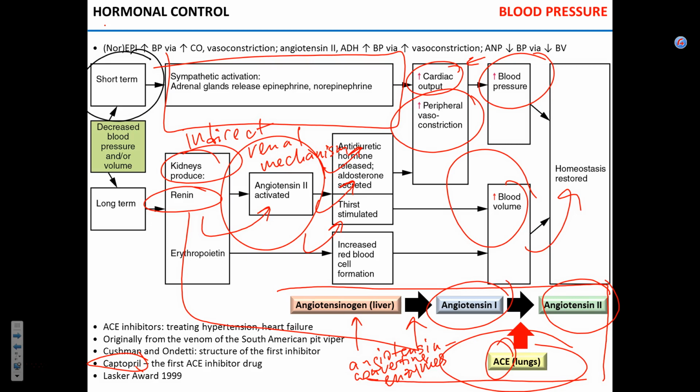And the two fellas, Koshman and Ndeti, I never remember the names, so I had to read them, got the Lasker Award. In terms of prestige in the medical field, it's second to Nobel. And the Lasker Award is awarded for more practical developments. If you look at physiology and medicine prizes, sometimes they're more fundamental. Okay, so they got the Lasker Award for the discovery of ACE inhibitors.